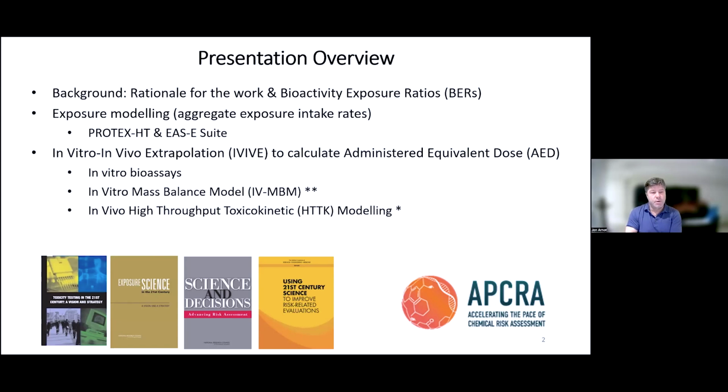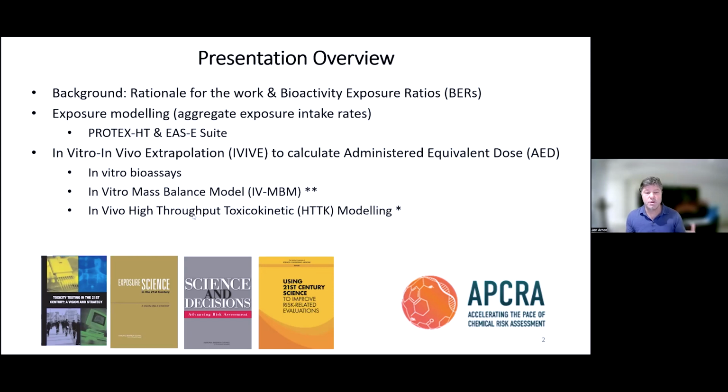The meat and potatoes of the presentation, however, is really in the in vitro, in vivo extrapolation, or IVIVE, to calculate administered equivalent dose, or AEDs. And that, of course, starts with in vitro bioassays, and then in vitro mass balance models, which simulate the fate and disposition of a chemical in an in vitro bioassay. And this has two asterisks here because I'm going to focus most of the talk in this space, talking about how chemicals distribute within an in vitro bioassay based on their properties and the properties of the bioassay.